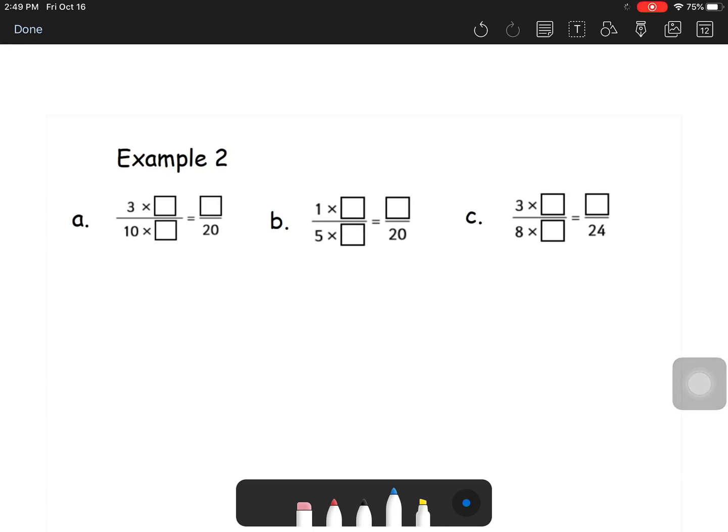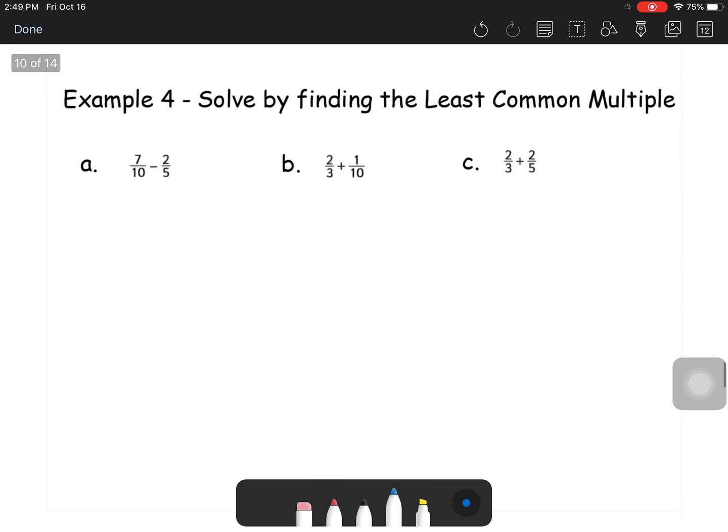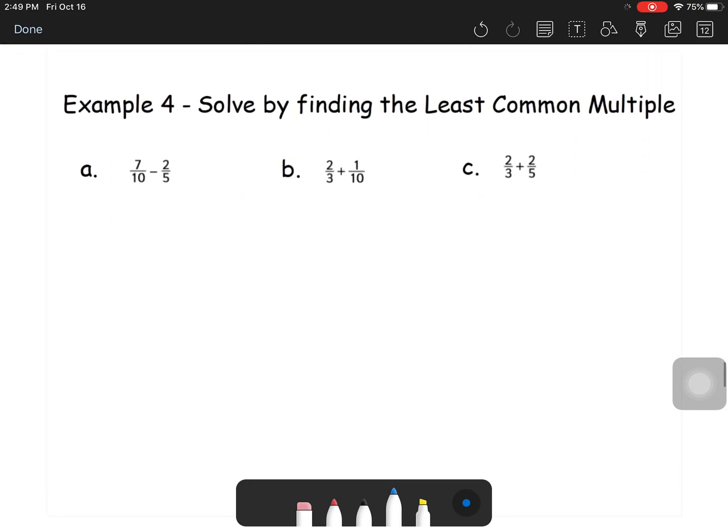Okay, so more practice with finding equivalent fractions here. So I'd have to go 10 times 2 to get 20. I think I might have done these 4 times 5, so we'd get 4, 8 times 3. This was just making equivalent fractions, which I think we did already. I already did these, so I'm not going to go through those again.